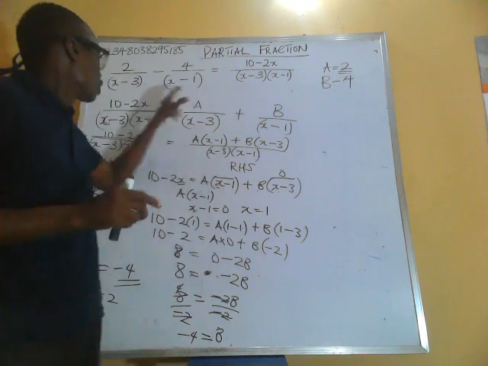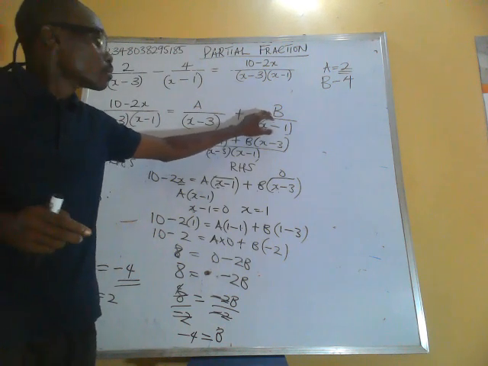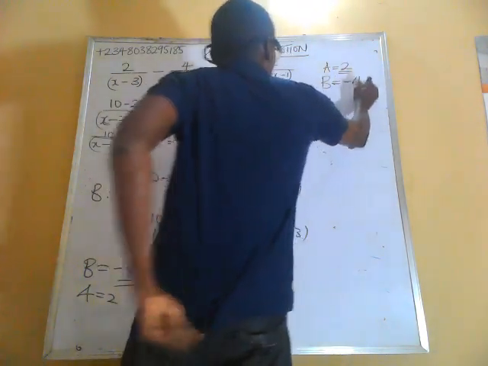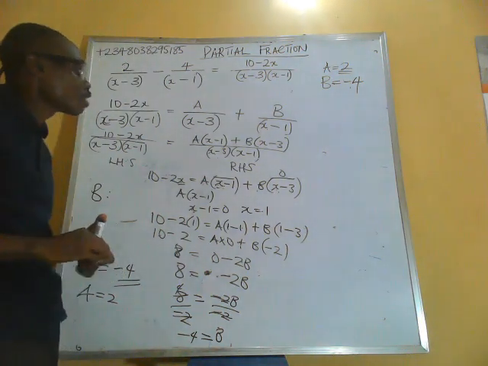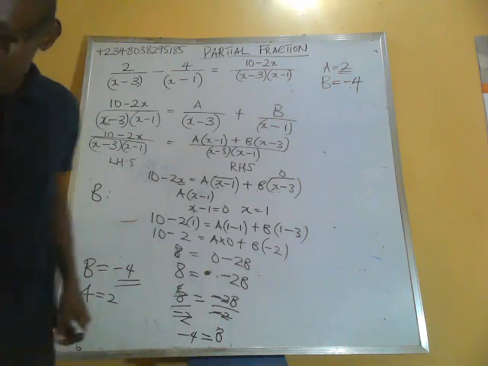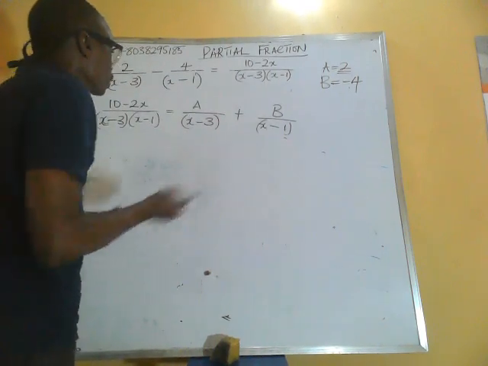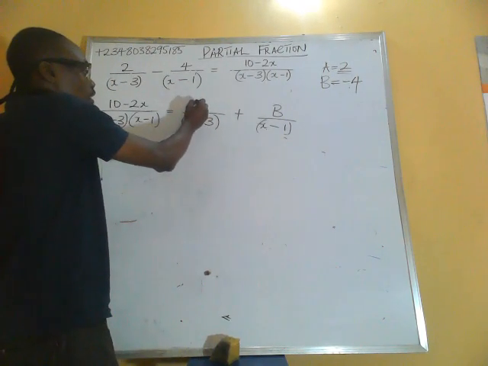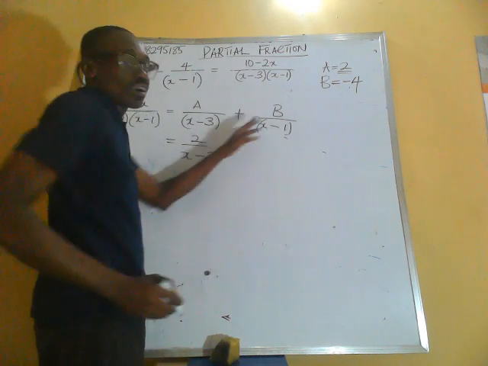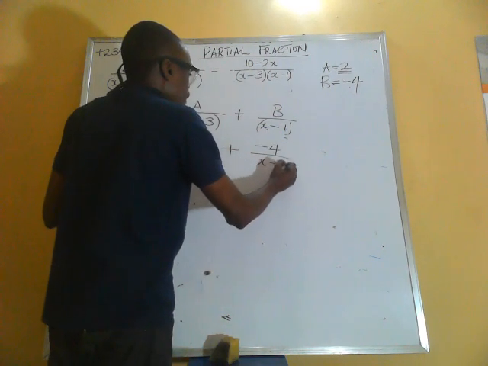What remains now is just where you have a, you're going to put 2. Where you have b, you're going to put minus 4, sorry. So you have minus 4 there. Where you have b, you have minus 4. Where you have a, you have 2. So let's go ahead and plug in our values. So over here now, our a is what? 2 over x minus 3. Then our b is what? Our b is minus 4 over x minus 1.